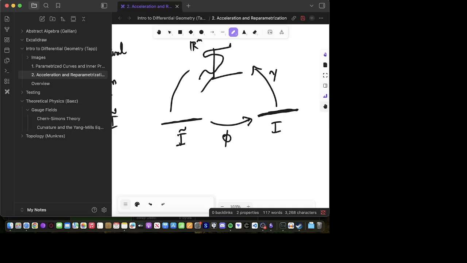And then finally, we have the second gamma, which is the composition of the phi and the gamma. That's phi comes first, so it's to the right. So this is the idea behind a reparametrization. We're taking a regular curve which has an interval as its domain, and we're making it such that it has another interval as its domain.